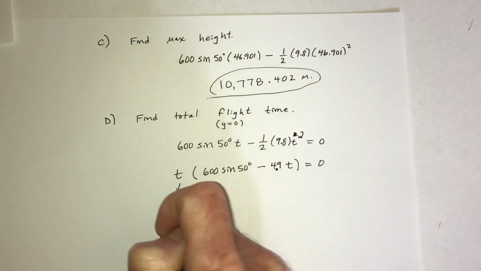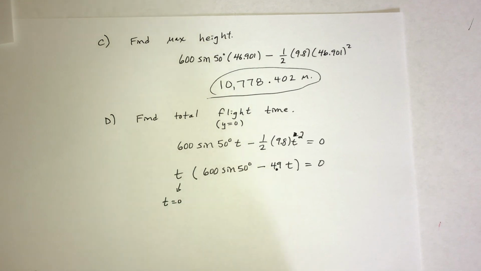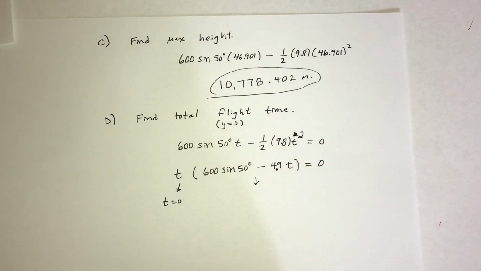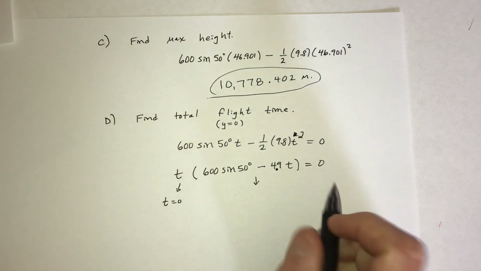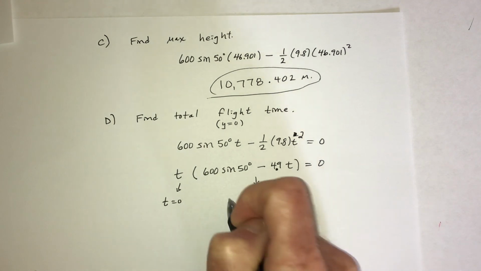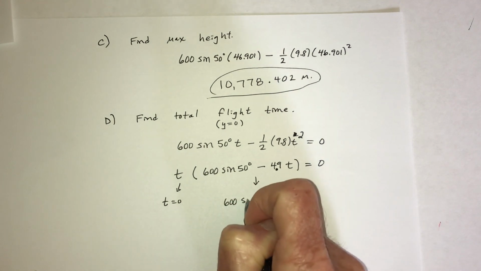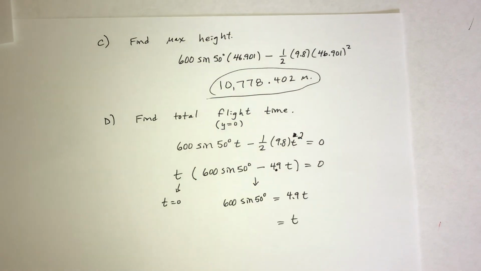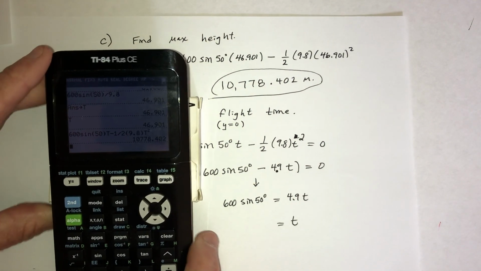And let's see, what's half of 9.8? That's 4.9. And I'm only factoring out one t, so it still leaves a t right here, 4.9. So this one would be t equals 0. So that's the beginning of the story before it takes off. Then this is going to be the end of the story. So to solve this, you could add that to the other side. It'll become a positive 4.9 t is equal to this 600 sine of 50 degrees. And then just divide both sides by 4.9.